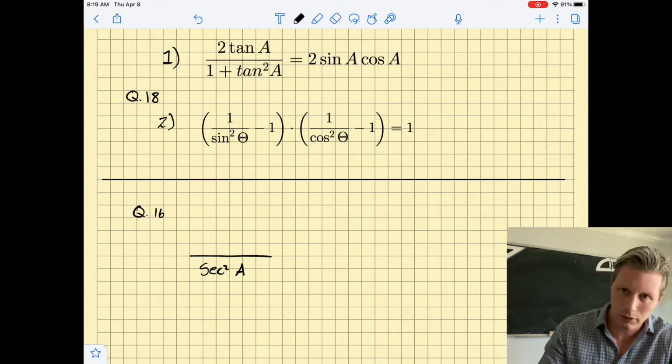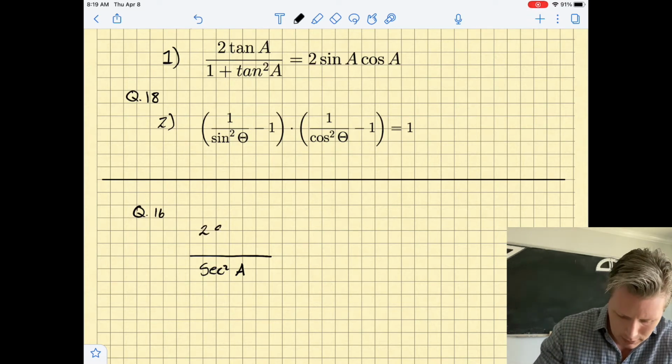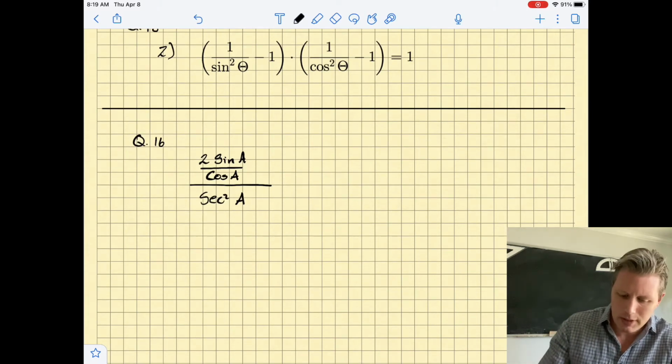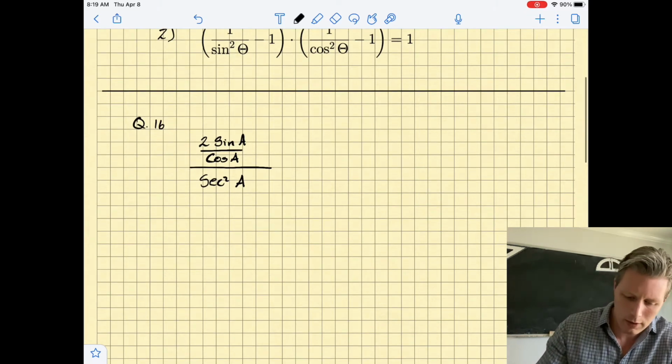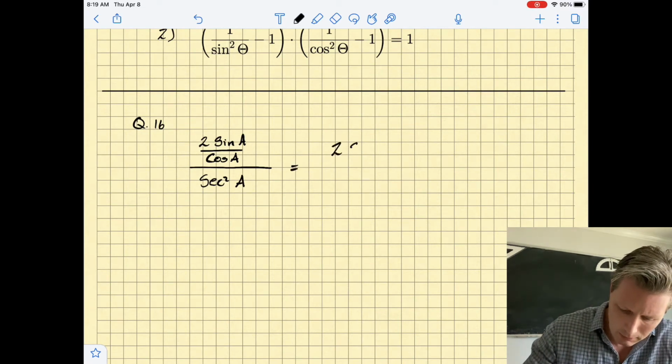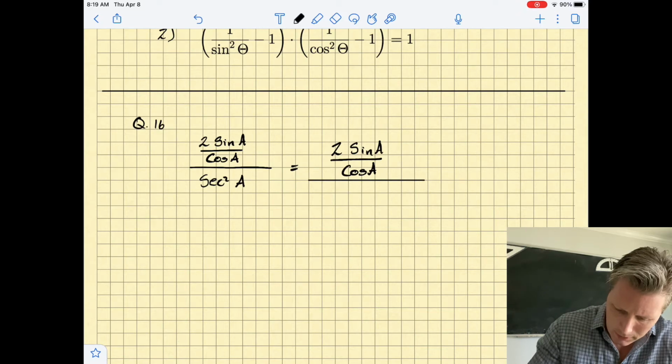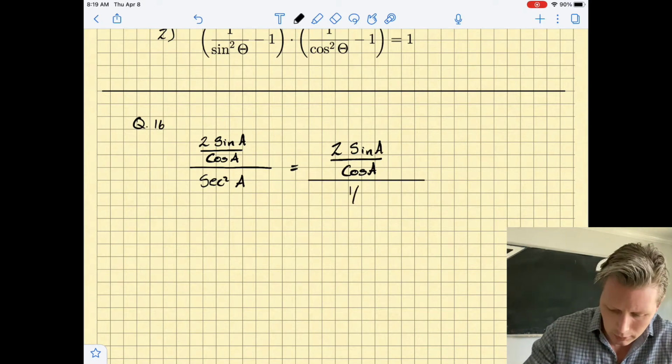Well, tan is sine over cosine. And so 2 tan of A is really just 2 sine A over cosine A. Secant squared, well, I know that secant is 1 over cosine. And so secant squared is 1 over cosine squared. So I'll write that. Continuing, my numerator is 2 sine A over cosine A. And then my denominator, secant squared, is 1 over cosine squared of A.